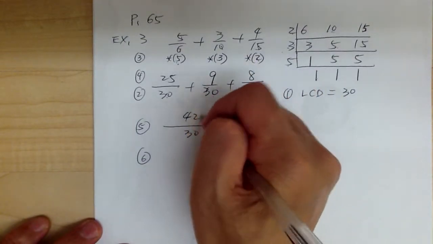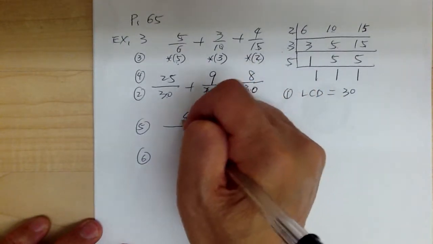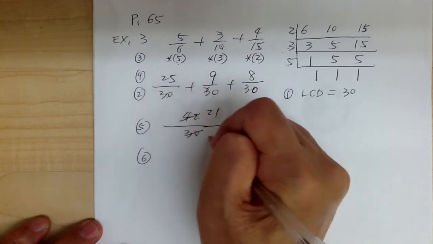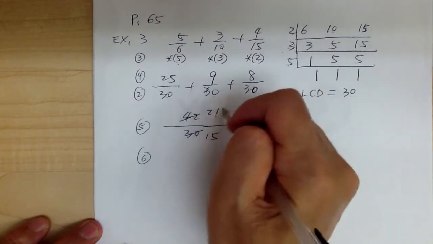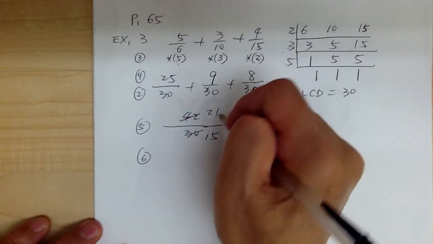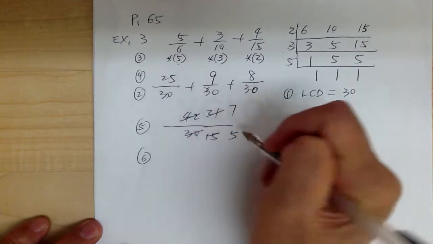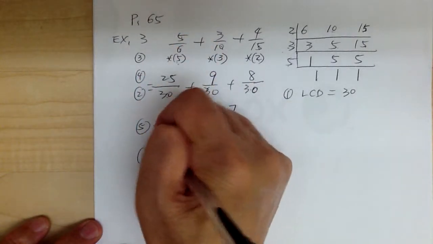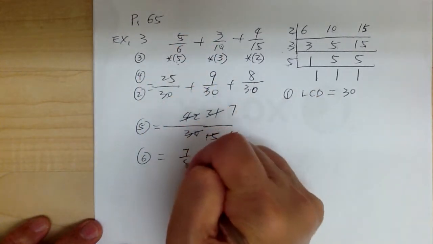So both of these are even, so you can divide by 2. So divide by 2, you get 21. Divide by 2, you get 15. And this you cannot divide by 2 anymore, so you try 3. And when you divide by 3, you get 7. Divide by 3, you get 5. Okay? And put equal. So the answer would be 7 over 5.